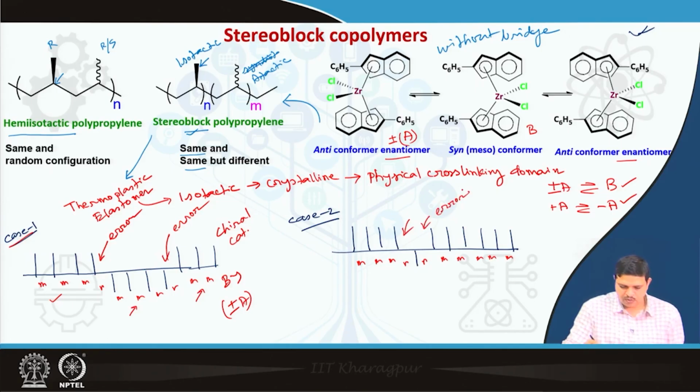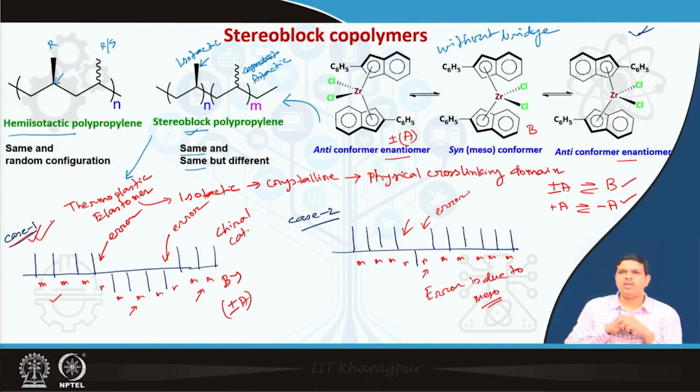Okay. So here you will see that this is R and again this is the R. So that means you will see that this error is due to the meso isomers, that is the achiral. See, this error is due to the meso isomer. Okay. But experimentally it has been observed that case 1 is the dominating.